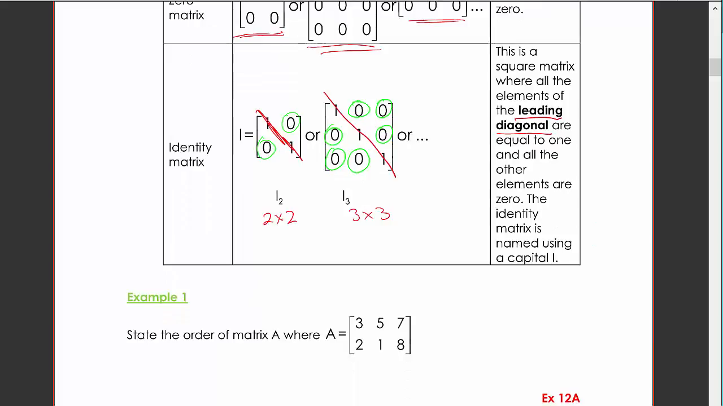So, example 1. State the order of the matrix A, where A is this matrix here. Well, we can see that the matrix has 2 rows. And we can see that the matrix has 3 columns. So therefore, it's a 2 by 3 matrix.